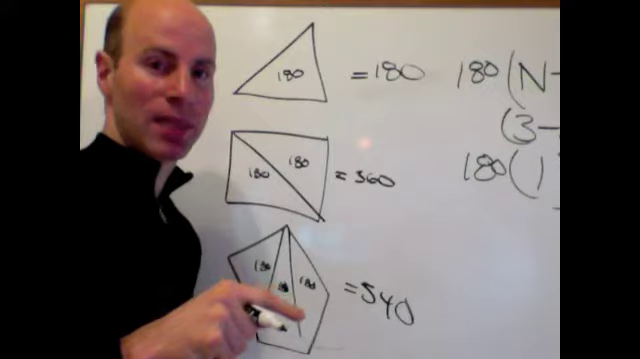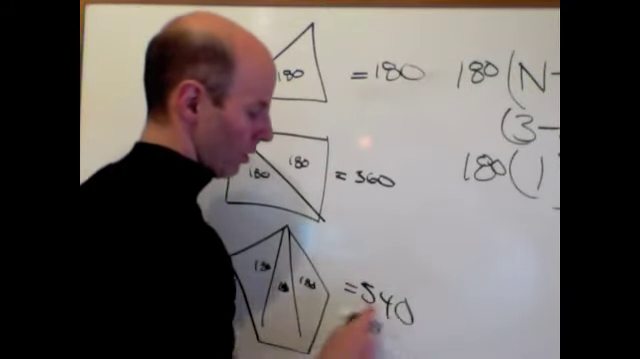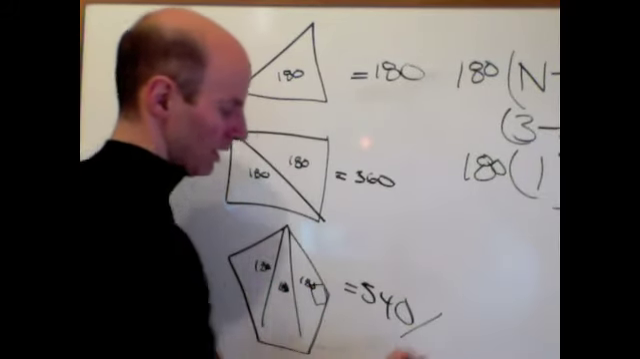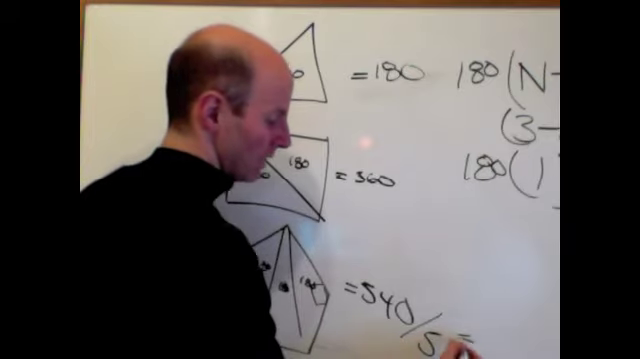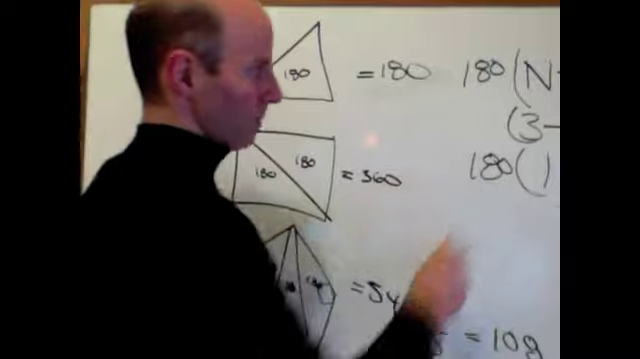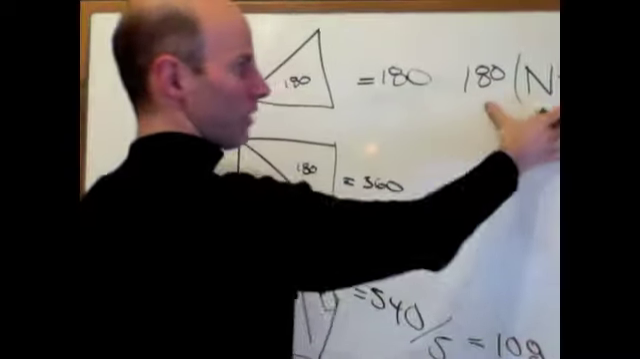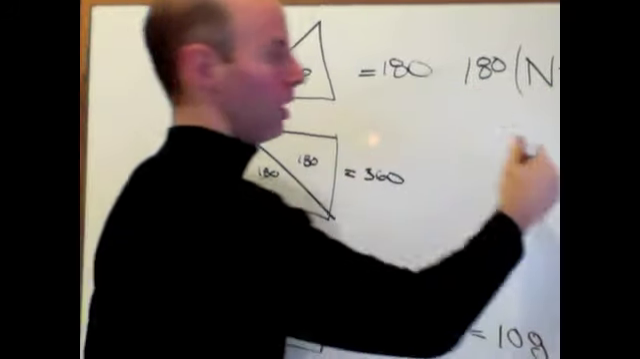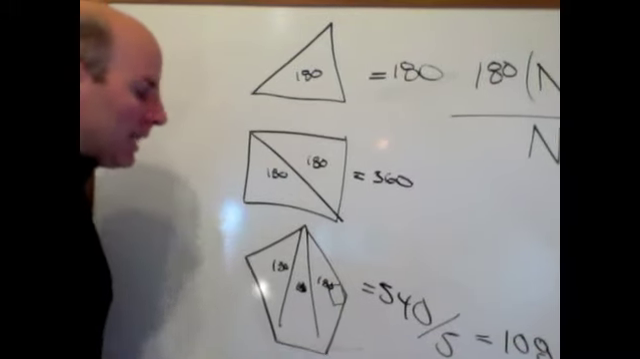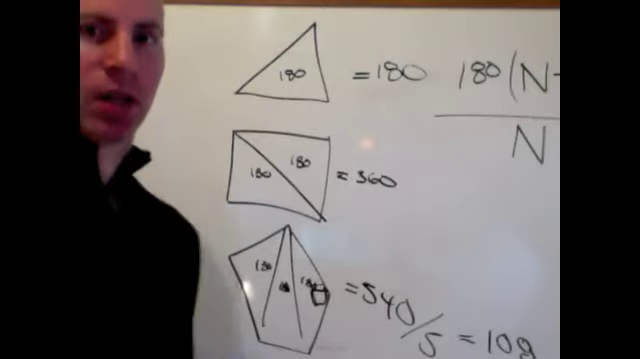Now here's the cool thing about that. Just like with this polygon problem, I had the 540. I wanted to find out what one of these angles are. That would mean I would divide this by 5 to get the 108. In this formula, I use the same formula to find the total sum of all those angles in the polygon, and then I divide it by the number of angles, and that's going to help me find out what each one of those regular angles is in the polygon.